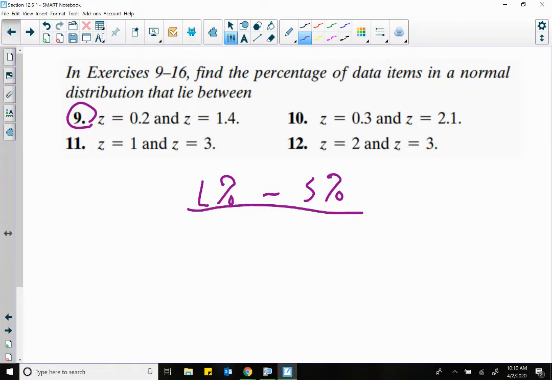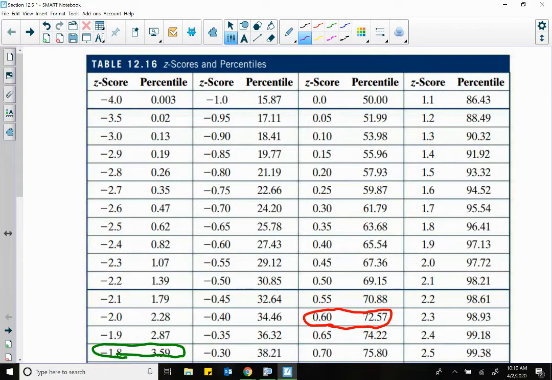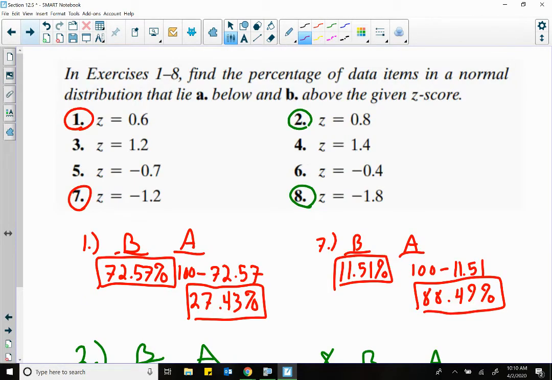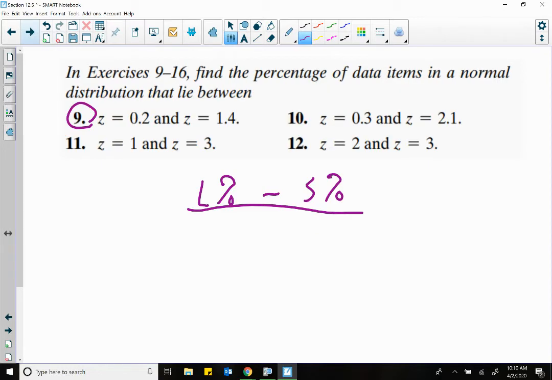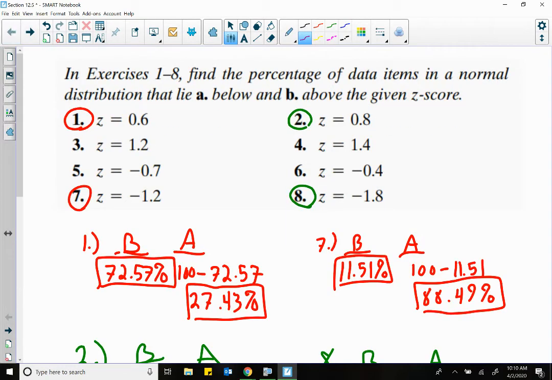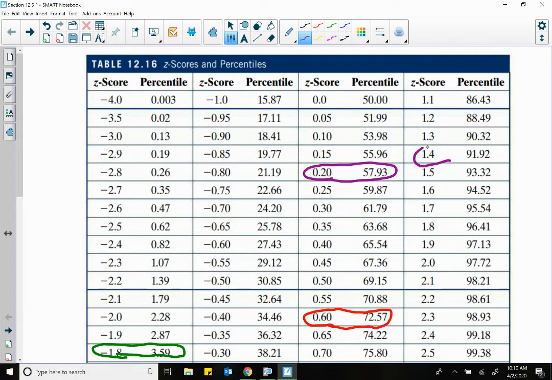So 0.2, let's go back to our chart. 0.2, here it is, 57.93. And the other one was 1.4. 1.4 is 91.92. And if you haven't noticed, the larger the z-score, the larger the percentile. The smaller the z-score, the smaller the percentile.